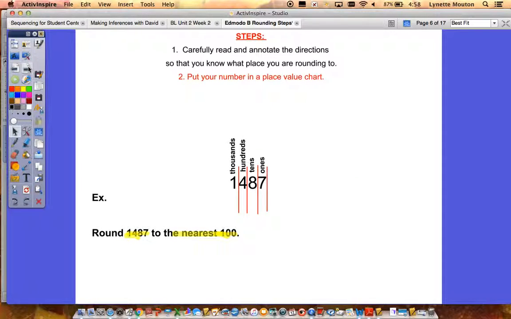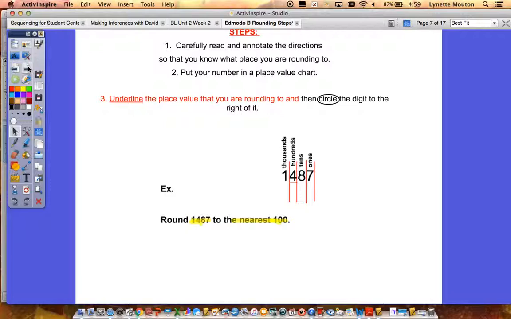Put your number into a place value chart so that you will know that you've chosen the correct digit to round. So I put 1,487 into a simple place value chart, marking each of the place value places. Next, underline the place value that you're rounding to. The directions told us that we're rounding to the nearest 100, so I underline the hundreds place, and then circle the digit to the right of it.